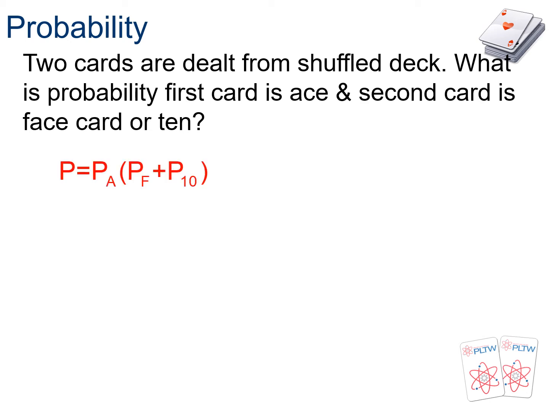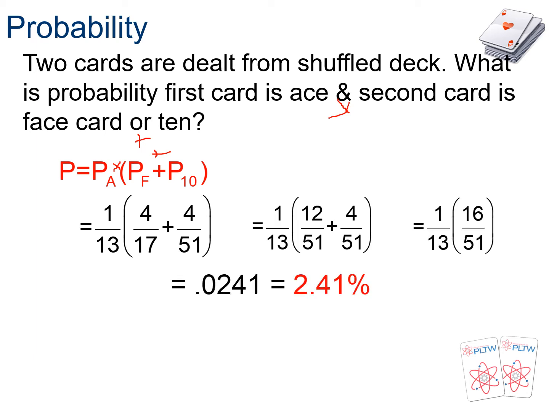Okay, all right, so that's where, remember, and we said is multiply, so and is going to be times. So there we go. This is our times. We're going to be multiplying. Probability 1 is an ace, and second card is either a face card or a 10. Remember, or is plus, which is why we got face card plus a 10. Okay, so probability of getting an ace was 1/13 times 4/17 plus 4 over 51. Okay, we have a calculator, do the math, we get 2.41%.